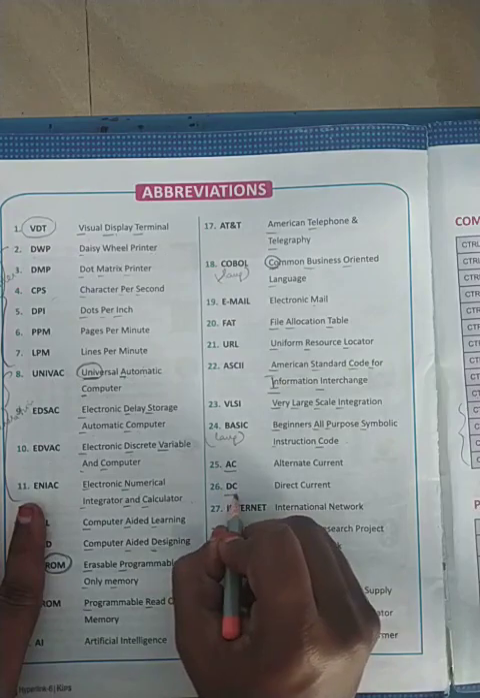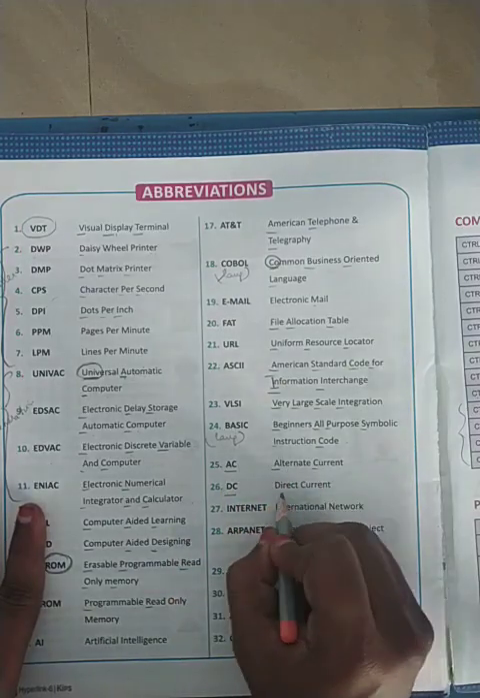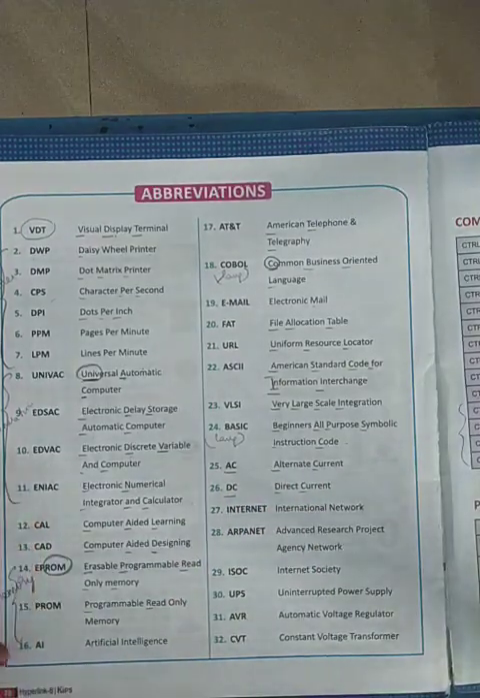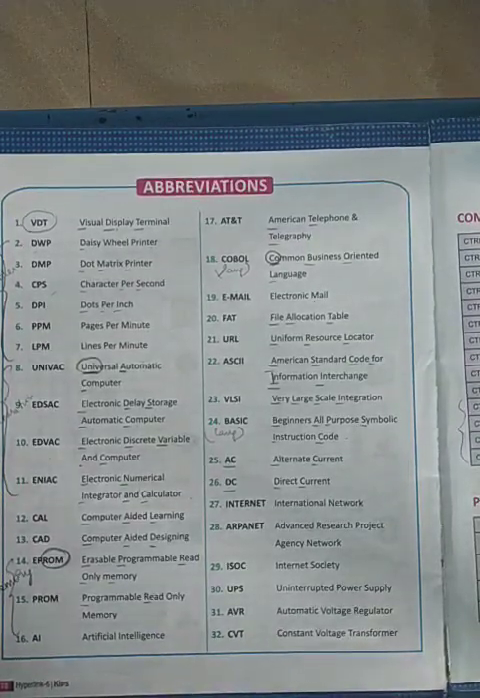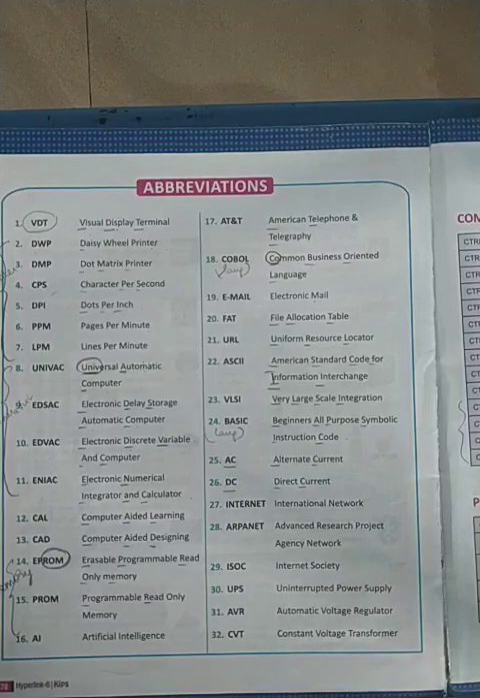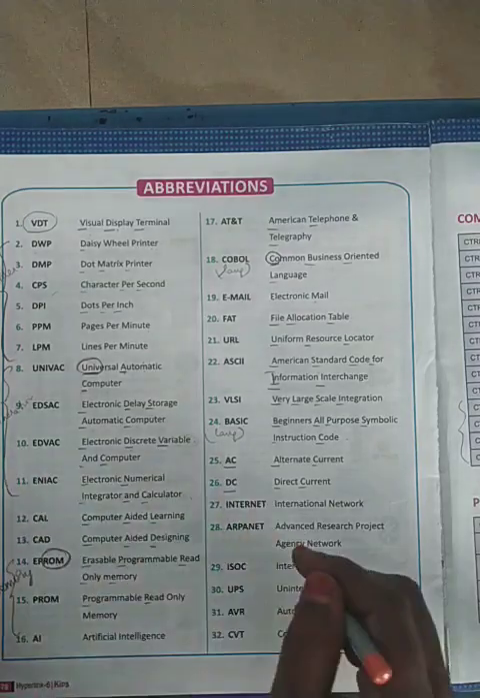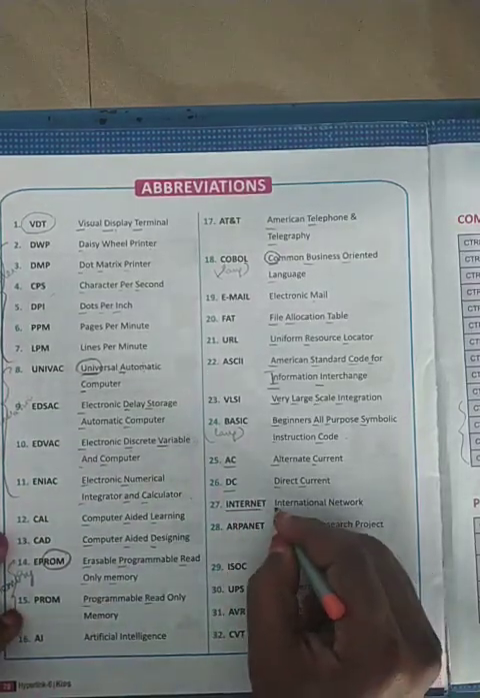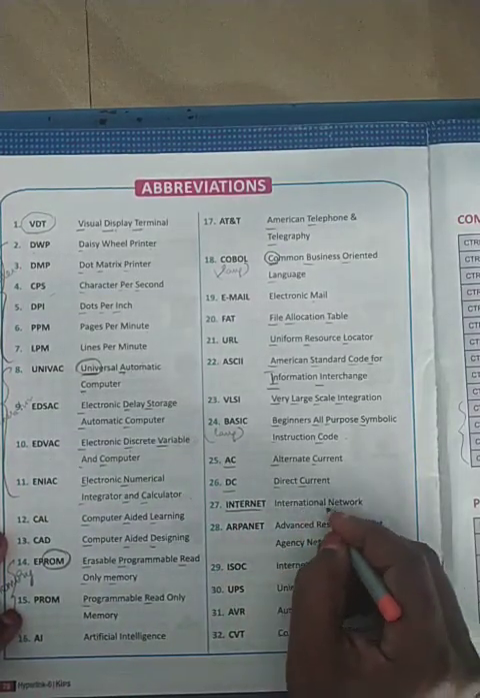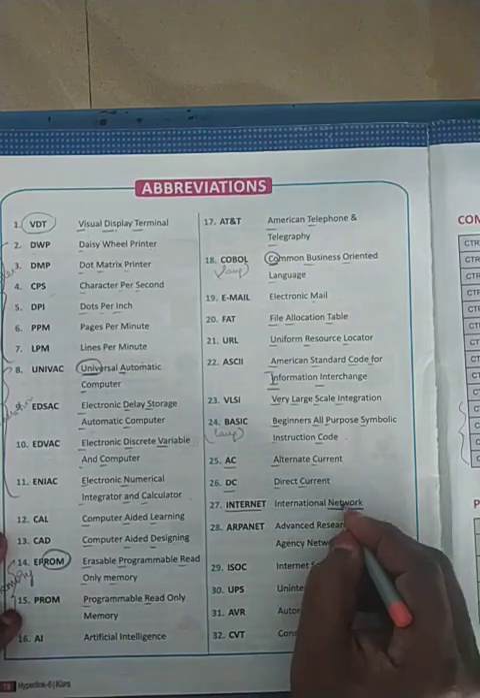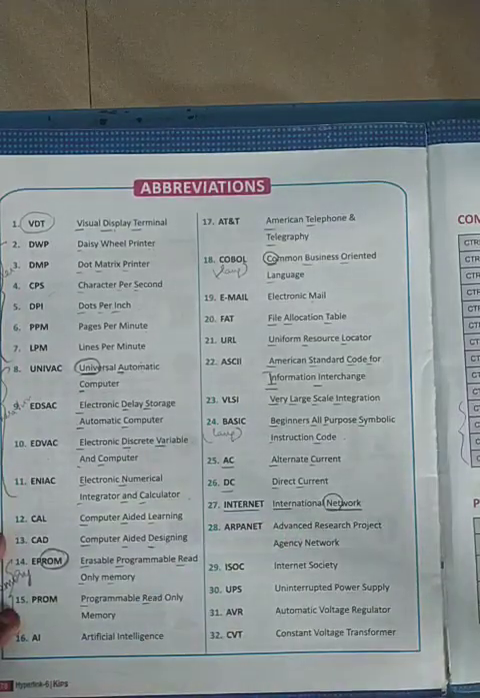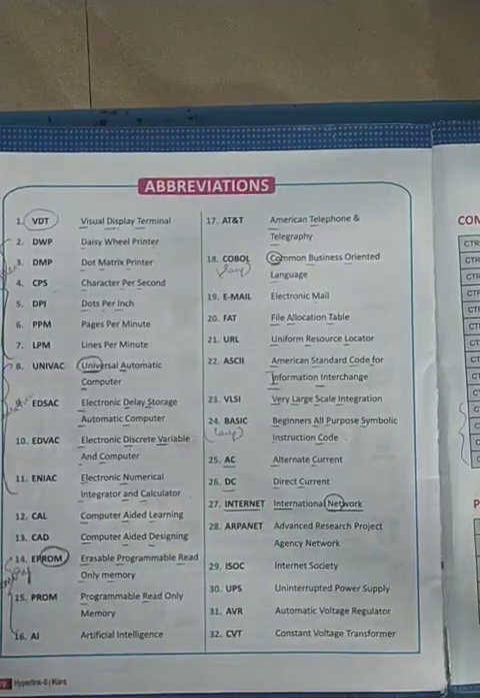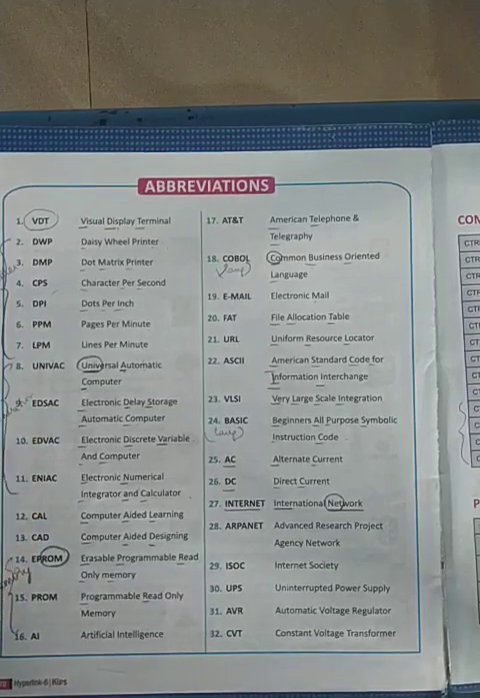Then AC and DC. AC means alternate current, DC means direct current. This AC DC will be written on all the electronic appliances. Is it not? This much AC, this much DC, and there will be this much wattage. Okay, then what is this internet? Internet is international network. This net is coming from network. Then international, there is this inter is coming from international. So internet. So that is internet.